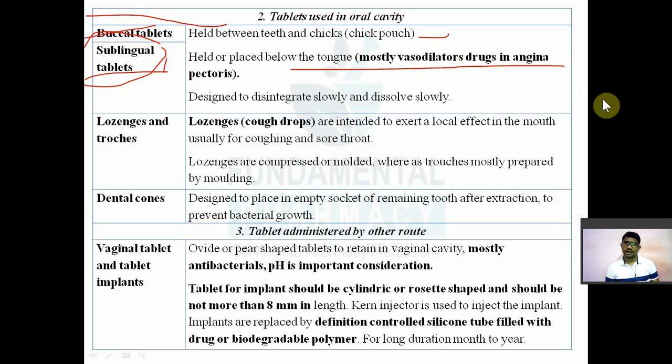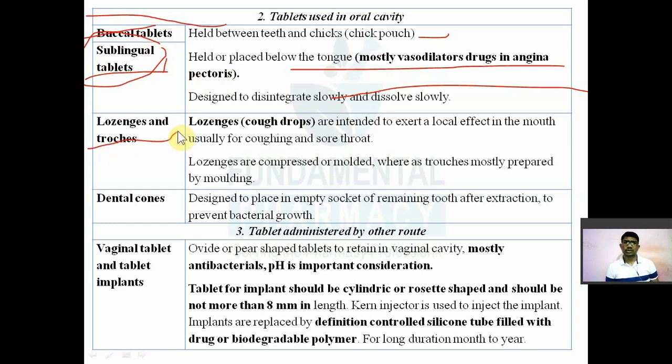They are also designed to disintegrate and dissolve slowly. Mostly buccal tablets are designed to disintegrate or dissolve slowly. Sublingual tablets, again the same. Remember this. Then the next one is lozenges or troches.